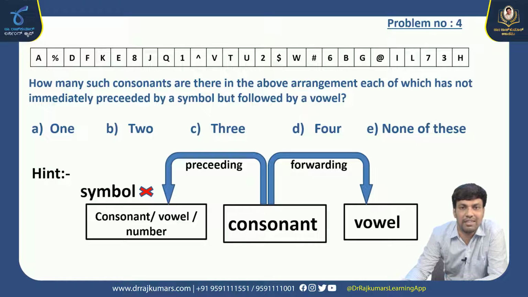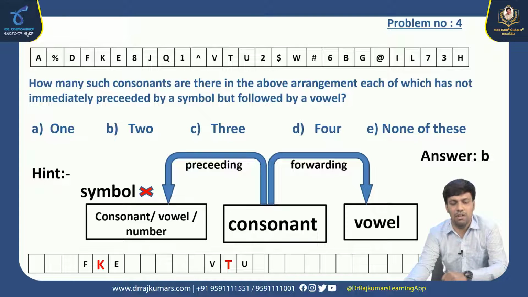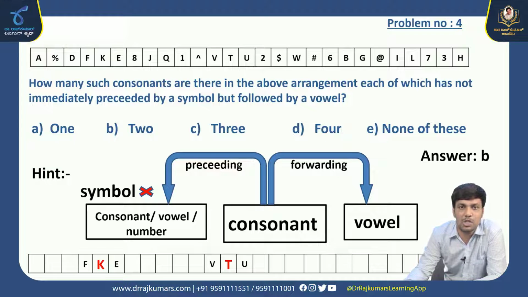In this question we have a negative condition. In the preceding condition you should not find a symbol, but there can be a consonant, a vowel or a number; only a symbol is restricted. In the following condition there must be a vowel. On searching the above tabulation, we got K and T which are meeting the above requirement. Let's check it now.